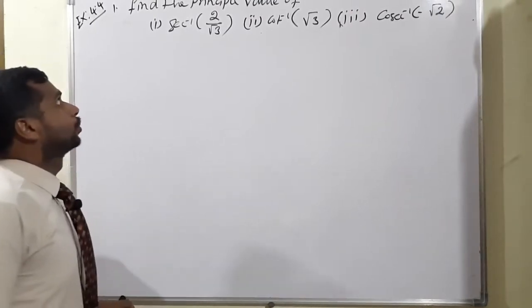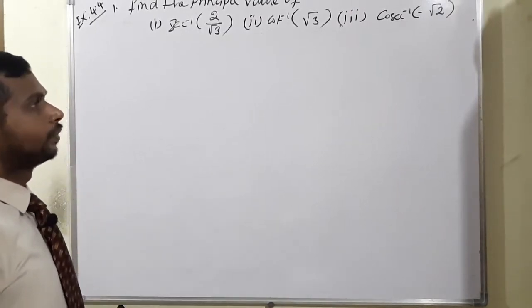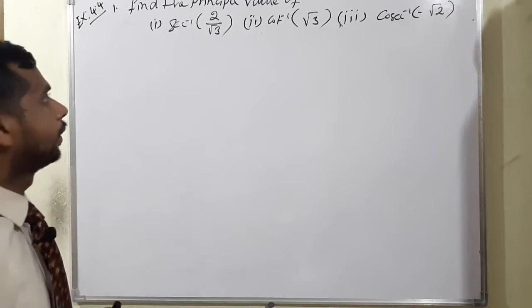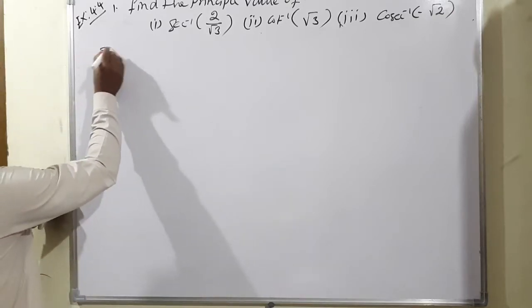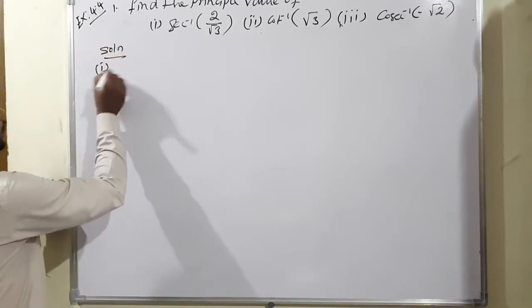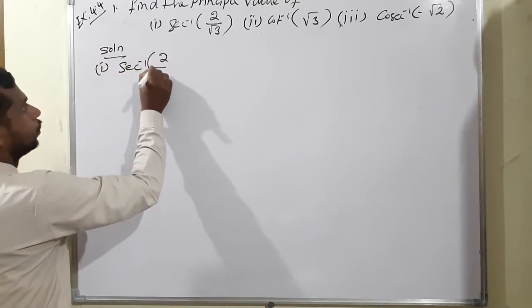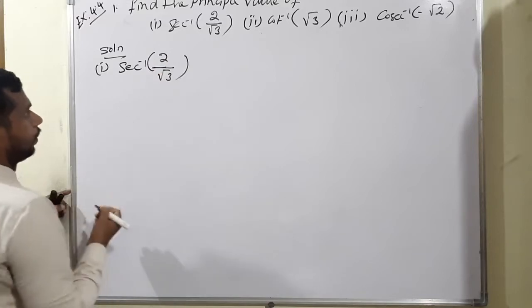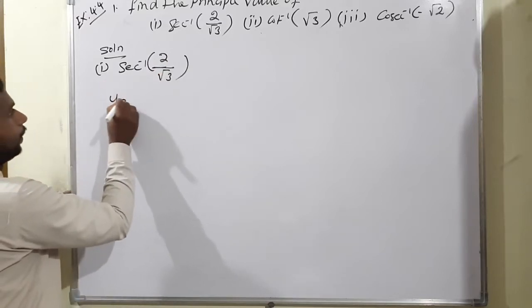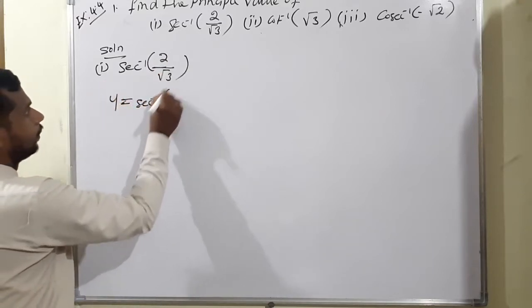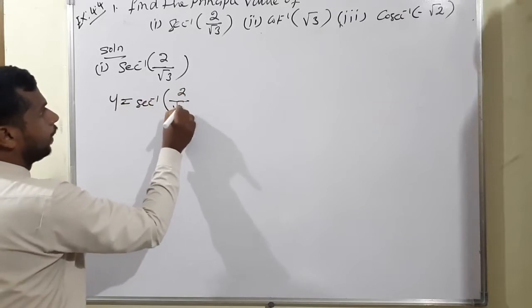Exercise 4.4, question number 1. Find the principal value of the given 3 subdivisions. One by one we can discuss. Moving to subdivision 1, solution. Subdivision 1: secant inverse of 2 by root 3. This is considered as y, so y is equal to secant inverse of 2 by root 3.